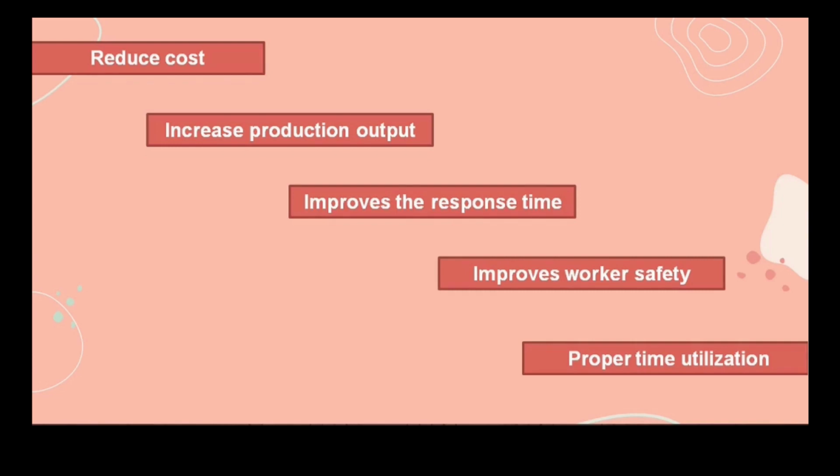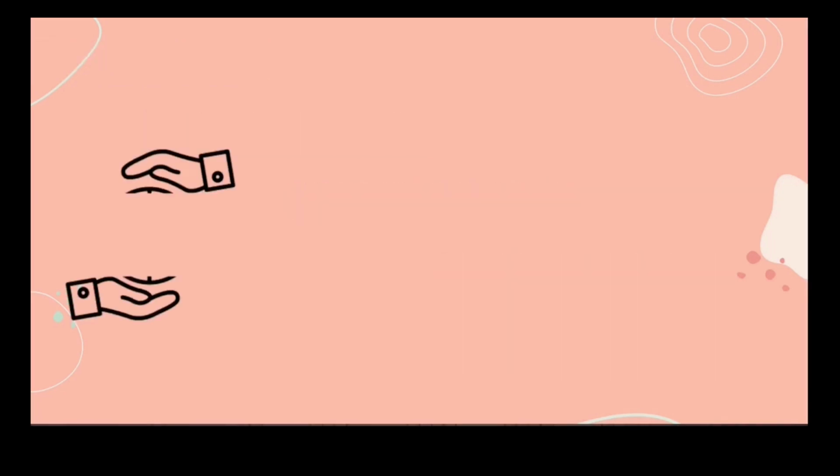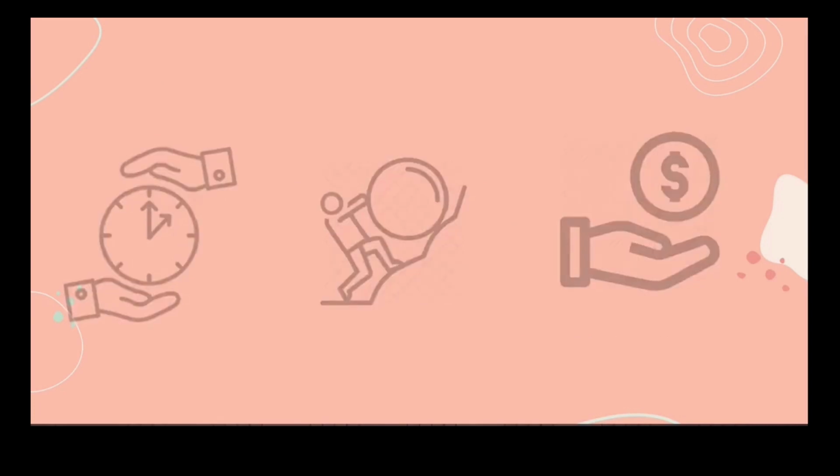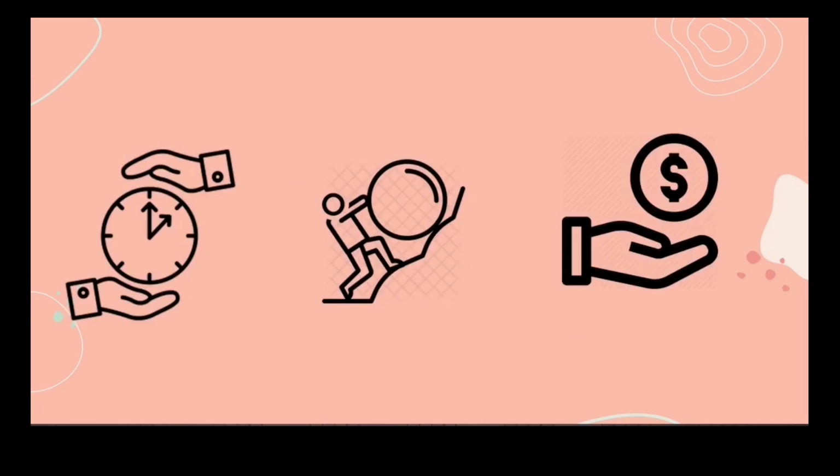So if we use automation machines, it will reduce cost, increase production output, improve the response time, improve work safety, and give proper time utilization. So the major goals of automation are to save time, save your effort, and save money. These are the main goals of automation. Okay, now we know what is automation.